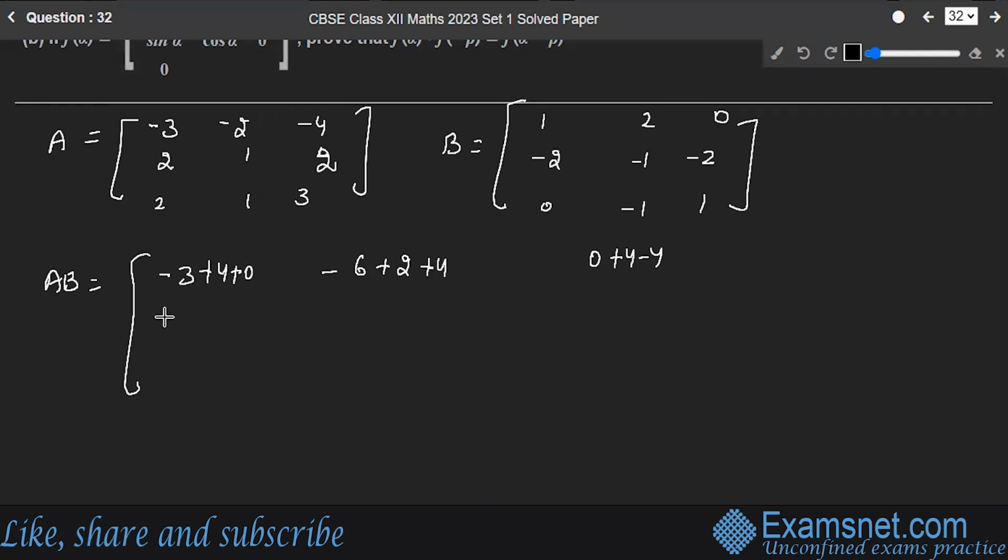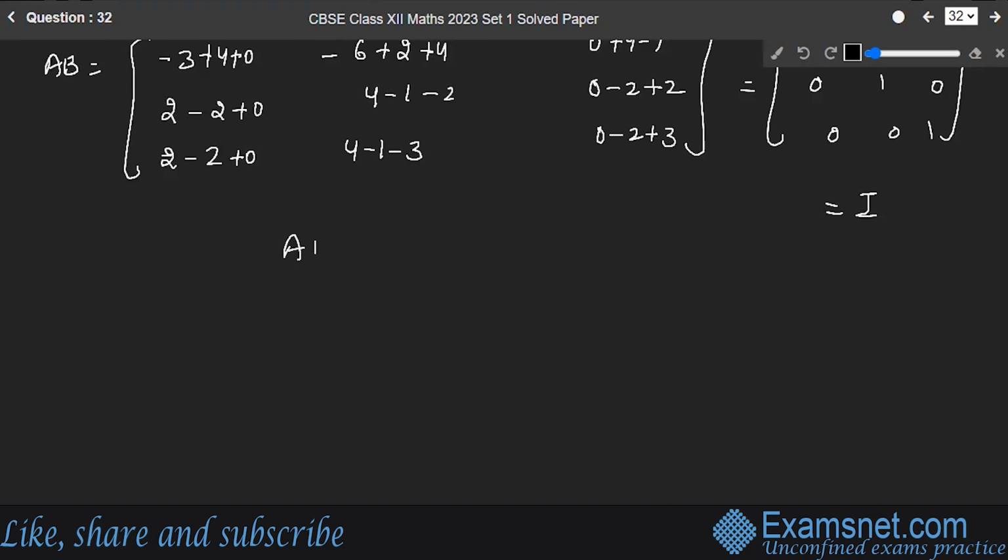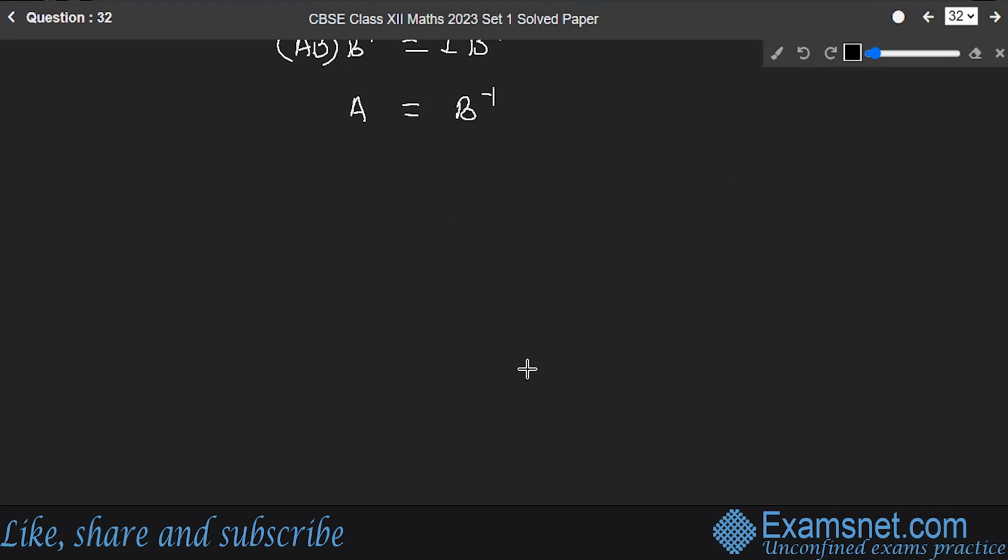Now, second row, first column, 2 minus 2 plus 0, 4 minus 1 minus 2, 0 minus 2 plus 2. Here you have a 2 minus 2 plus 0, 4 minus 1 minus 3, and 0 minus 2 minus 3, which is equal to 1, 0, 0, 0, 1, 0, and 0, 0, 1, which is identity matrix. That means AB is equal to identity matrix. If I multiply both sides by B inverse, you have A is equal to B inverse. Right. Now let's move to our equations, which we had to solve using this solution.